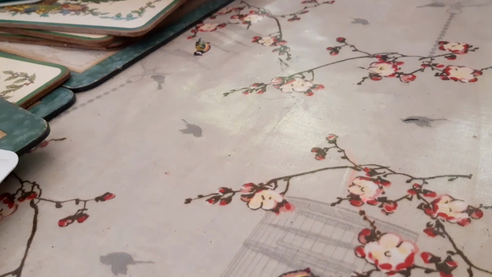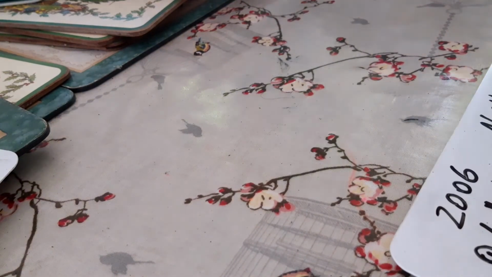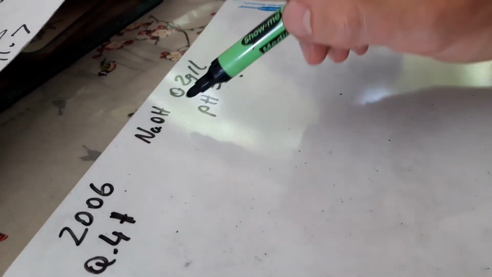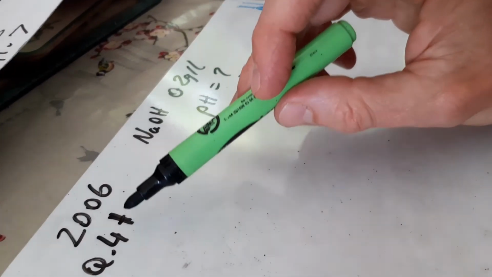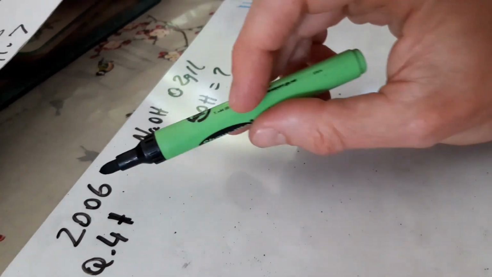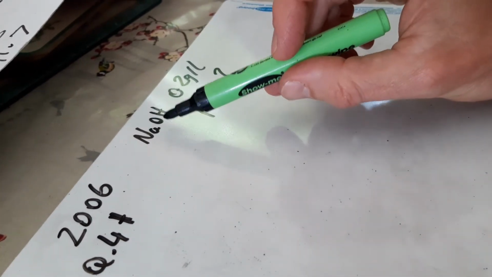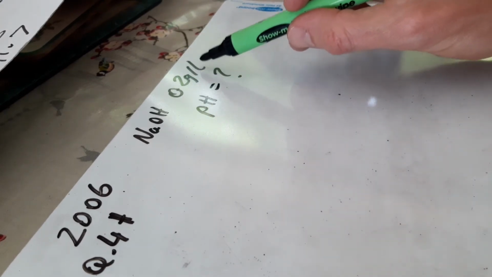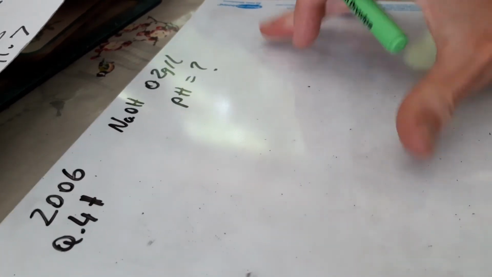So the example I'm going to look at is 2006. In 2006, there was a question on question 4. I think it was part I. I'm not sure, you'll find it anyway. It's one of the short questions. And they said there's a sodium hydroxide solution. It's got 0.2 grams per litre. What is its pH? So we're going to do that one together.